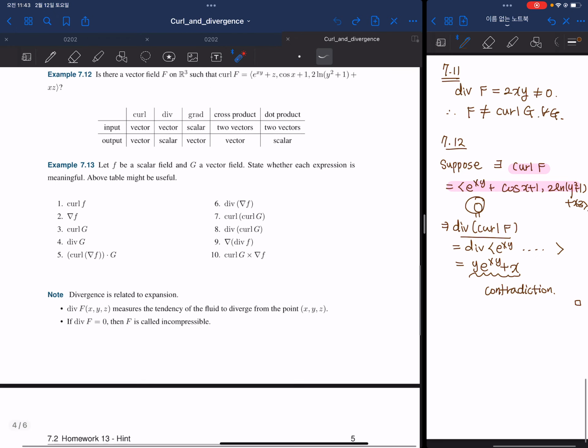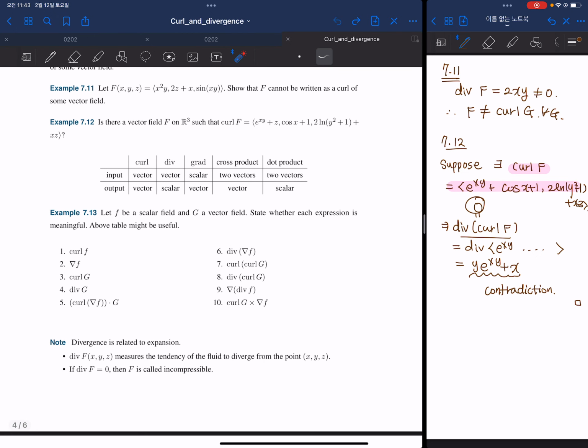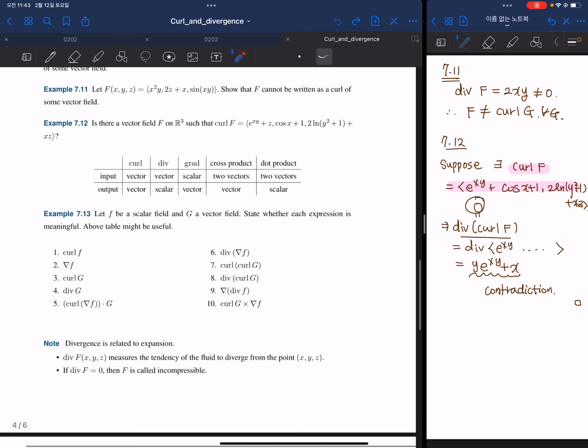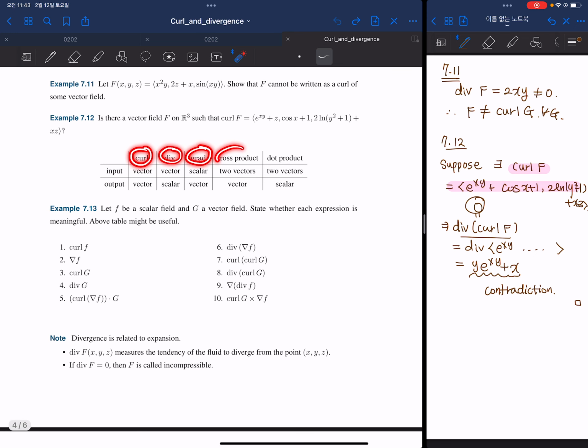Okay. Before we talk about example 7.13, I want to just emphasize what the inputs and outputs of these operators are. We frequently use curl, divergence, gradient, and cross product and dot product. So curl: when you say curl of F, here F is just a vector field, and then this curl of F is also a vector field, okay? And then divergence, you need to plug in a vector field, and then divergence F is just a scalar. It's not a vector, it's just a scalar, okay?